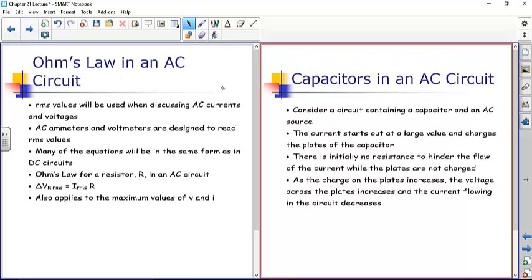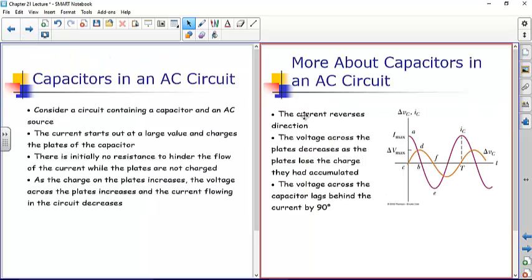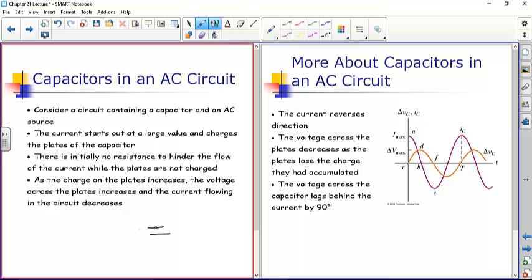Let's talk about capacitors in the circuits. The thing about a capacitor is you've got to have charge on the capacitor for it to have voltage. So if you have an AC circuit with a capacitor that's initially uncharged, and you have this source which is oscillating, if there's no current flowing, there's no way to charge the capacitor. So it takes time to charge the capacitor.